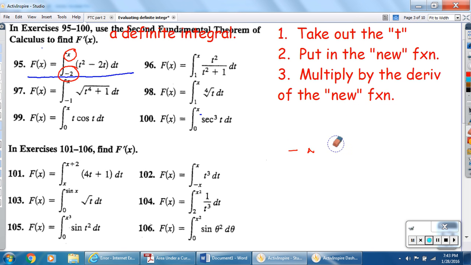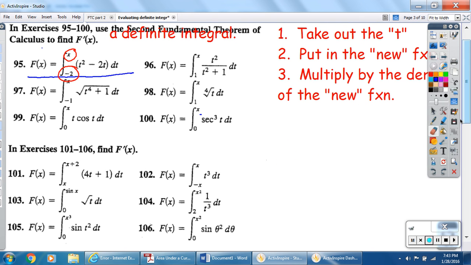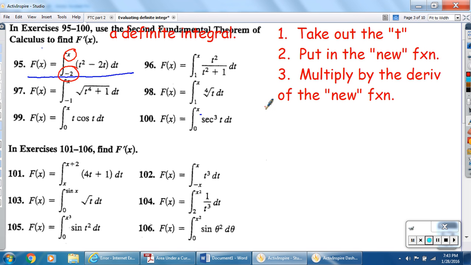Moving on to number 96. The directions in your homework were to take the second derivative for the even problems, so I'll do that as well. In number 96, we're going to find the first derivative. Using the shortcut for finding the derivative of a definite integral, notice that the lower bound is a constant, so we're good there, and the upper bound is a variable expression, so we're good there.